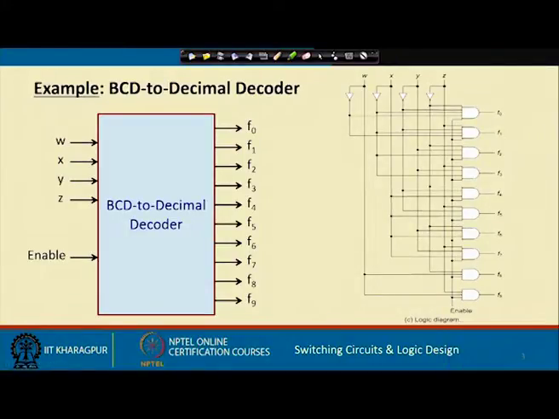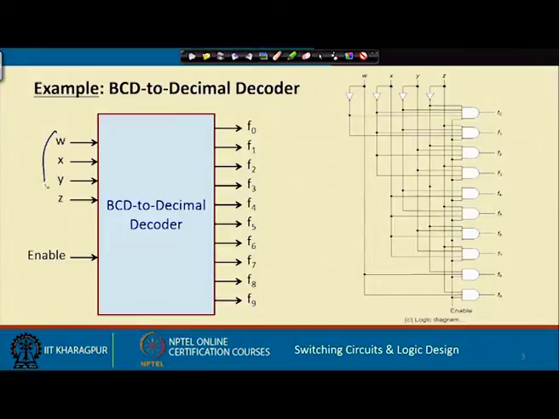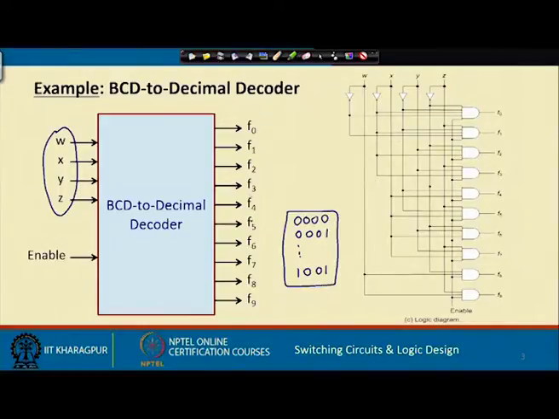Let us talk about another kind of special decoder, which is sometimes very useful, particularly when we work with BCD numbers. We need to use a decoder to identify what decimal digit or BCD digit that is. We need a decoder which is called a BCD to decimal decoder. BCD, as you know, is a 4 bit number encoding, let us say WXYZ is a BCD, and in a BCD number the valid numbers go from 0000 up to 9. The remaining 6 combinations are considered to be not valid. So, in the output we have only 10 outputs, not 16 outputs like in a normal decoder.